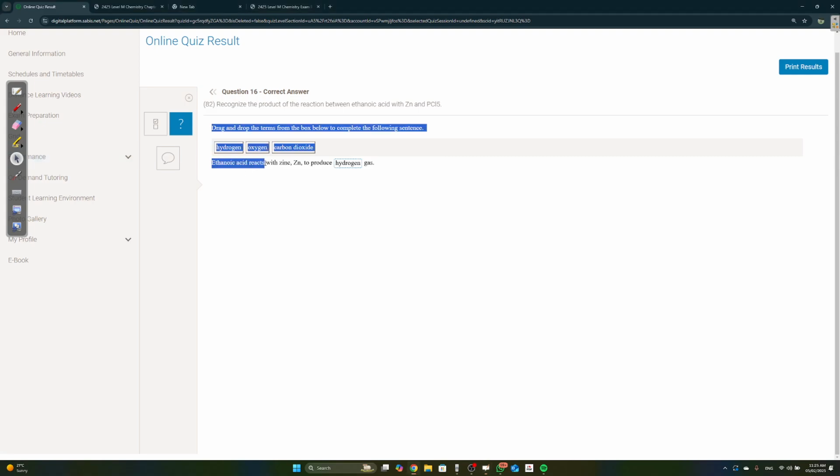Question 16. Acid reacts with zinc, which is a metal. What happens when you react a metal plus acid? You get salt plus hydrogen gas.